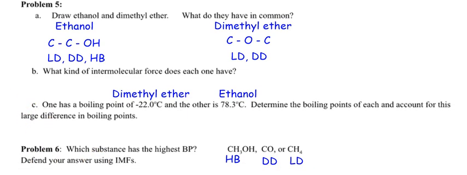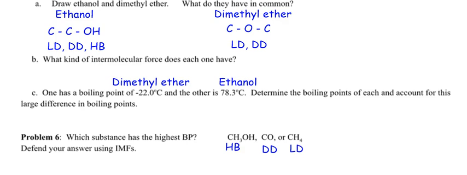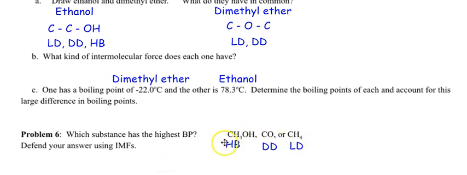So, which substance has the highest boiling point? Well, I kind of already gave you the intermolecular forces. This one has hydrogen bonding as its strongest, OH. This one has dipole-dipole as its strongest because it has a C and an O and it's not symmetrical, it's polar. And CH4 only has London dispersion. So what will have the highest boiling point? Which one did you say? I hope you said this one right here. This is your methanol, this is your alcohol, and so it does.